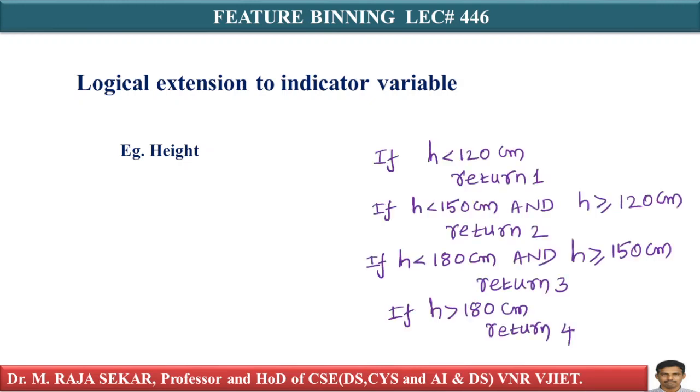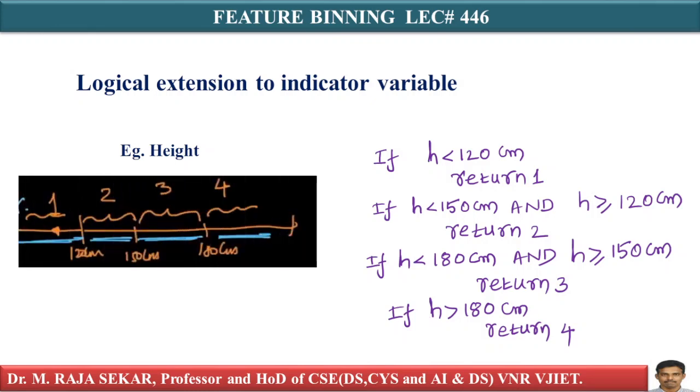So here I will do it slightly different. We say if height is less than 120 centimeters, return 1 or category 1. If height is less than 150 centimeters and greater than or equal to 120 centimeters, return 2. If height is less than 180 centimeters and greater than or equal to 150 centimeters, return 3. If height is greater than 180 centimeters, return 4. Here, instead of having one threshold like in the previous lecture, I have multiple thresholds. What are the thresholds here? 120 centimeters, 150, 180.